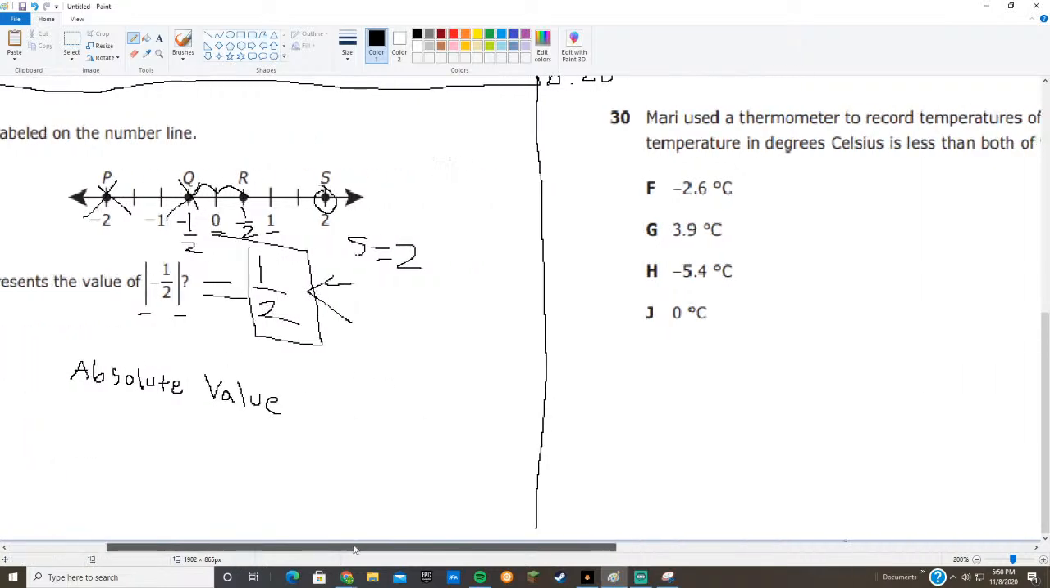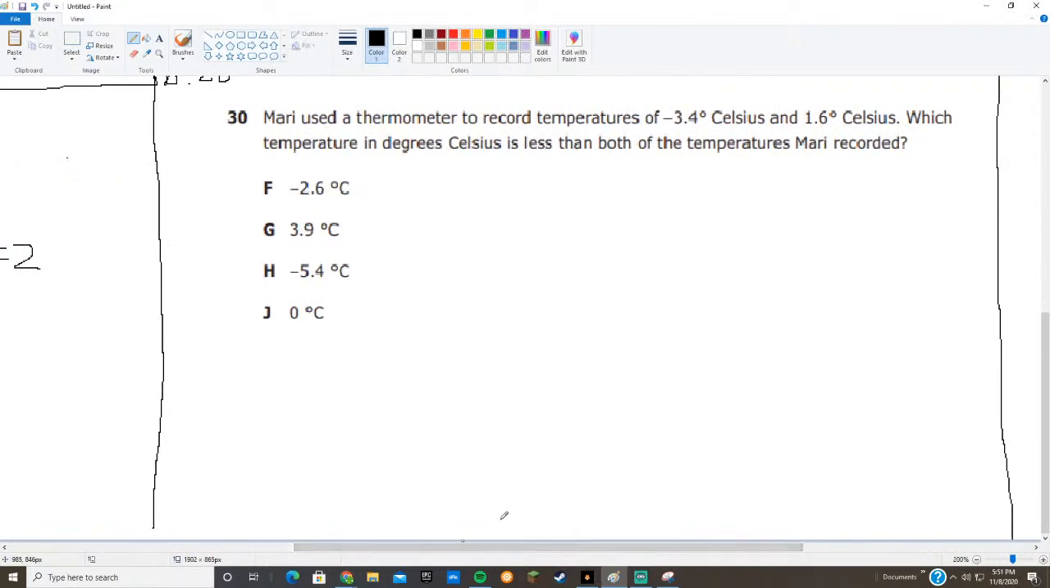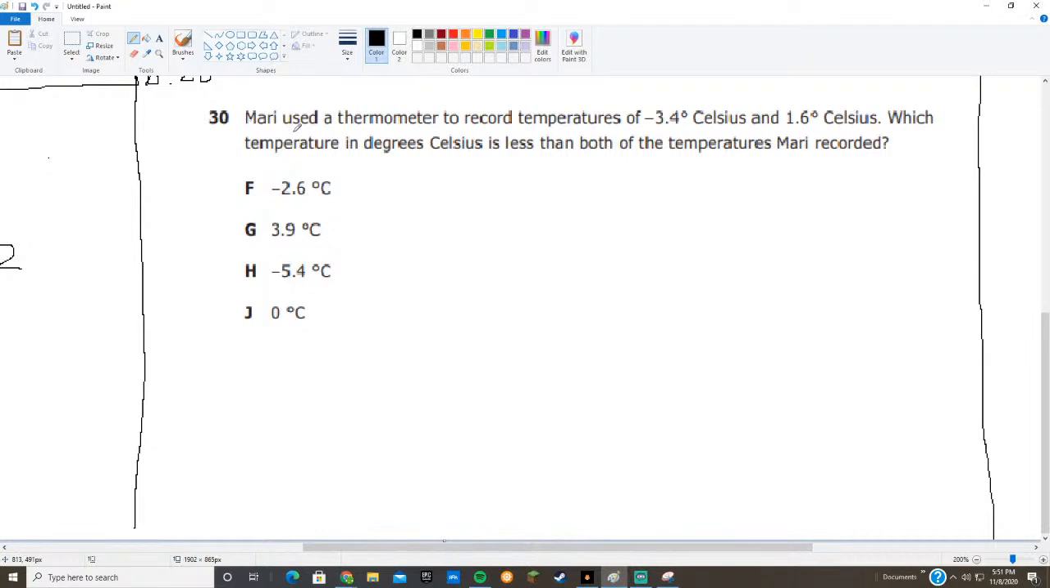And on to the last question. Mari used a thermometer to record temperatures of negative 3.4 degrees Celsius and 1.6 degrees Celsius. Which temperature in degrees Celsius is less than both of the temperatures Mari recorded? So, which of these answer choices in degrees Celsius is less than both of the temperatures Mari recorded?